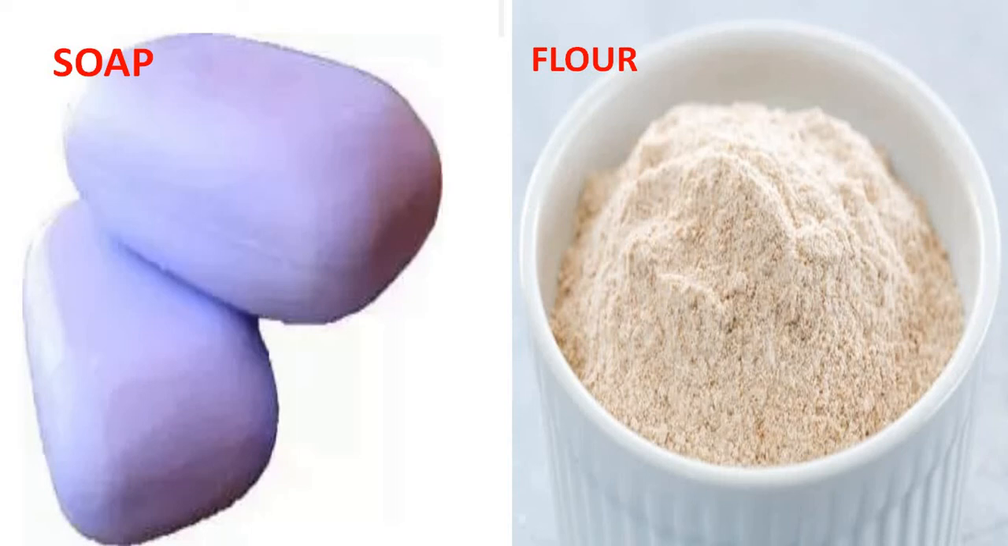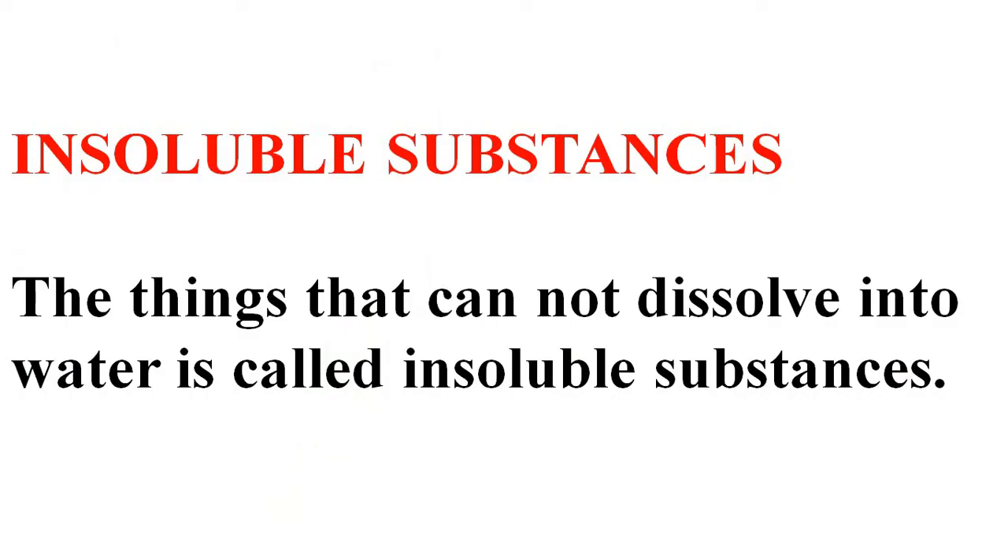Now, what are insoluble substances? Insoluble substances, the things that cannot dissolve into the water, are called insoluble substances. Means ऐसे substance जो water या किसी liquid में dissolve नहीं होते हैं, उनको हम insoluble substances कहते हैं. We can understand about insoluble substances by this experiment.